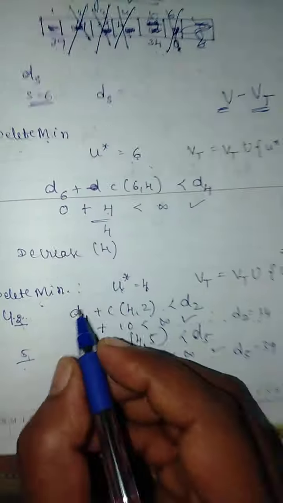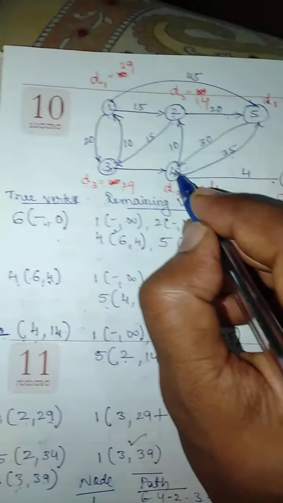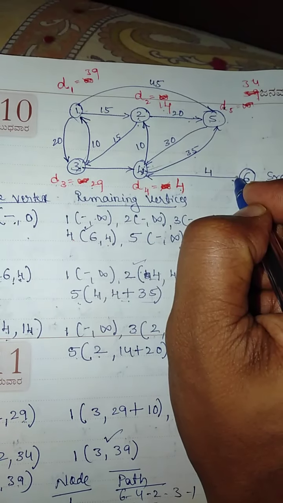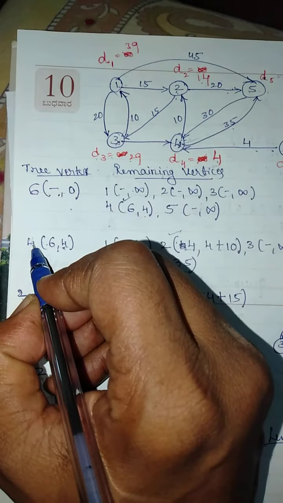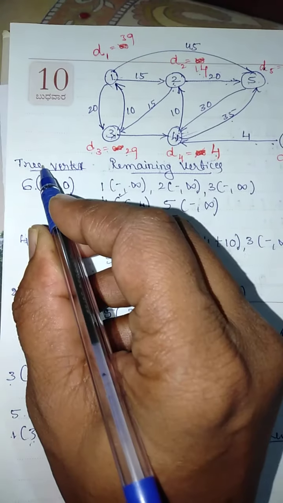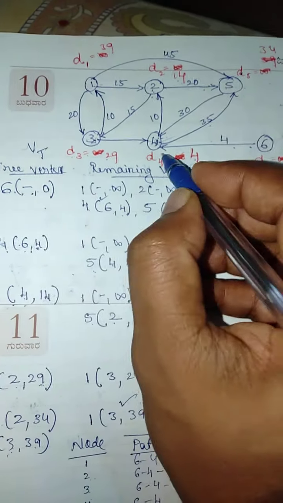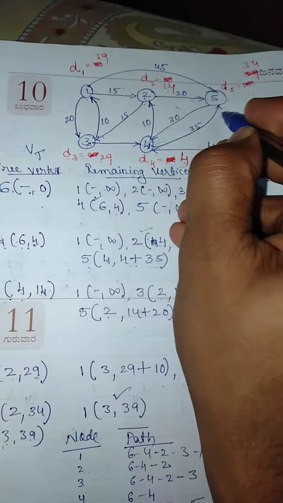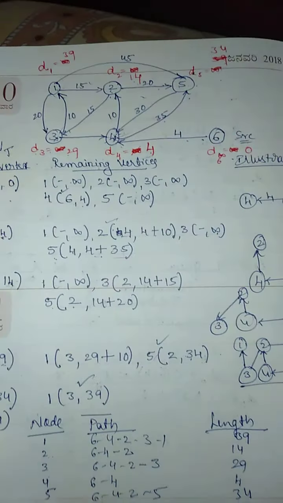Therefore, in this iteration, V minus Vt results in the set of all nodes except 4 and 6, because in the last iterations we added 4 and we added 6 into the Vt. So this is Vt, right? Except 4 and 6, it considers all the others which are adjacent. So that is why you can see the step.